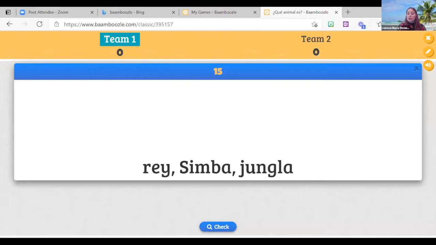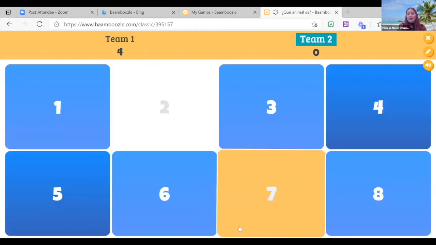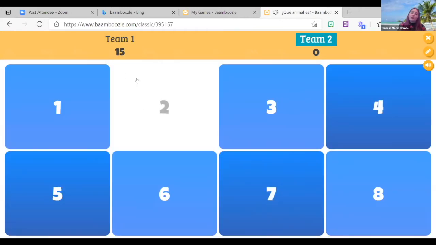And then they have 3 words, and with these 3 words, they need to guess what animal it is. So, rey, Simba, jungla. ¿Qué animal es? What animal is rey, Simba, jungla? If they know, for example, that this one is león, and they say león, then I check. Is it león? Sí. Then you press OK, and it gives the points to team 1.